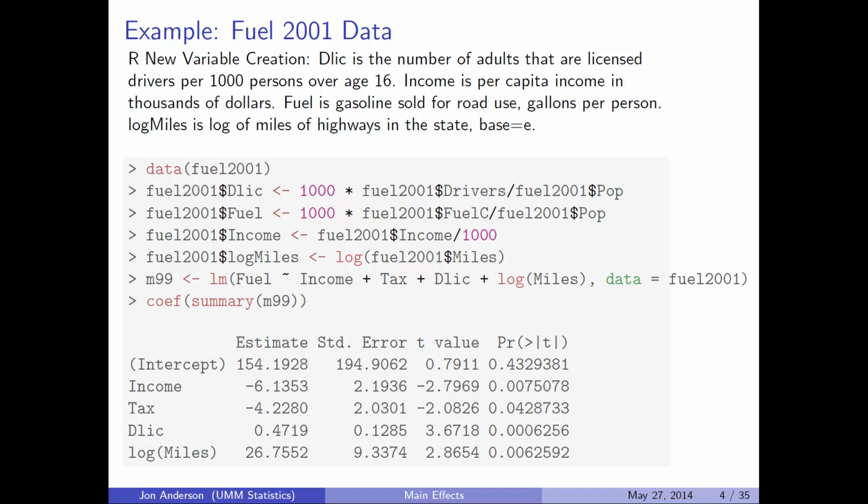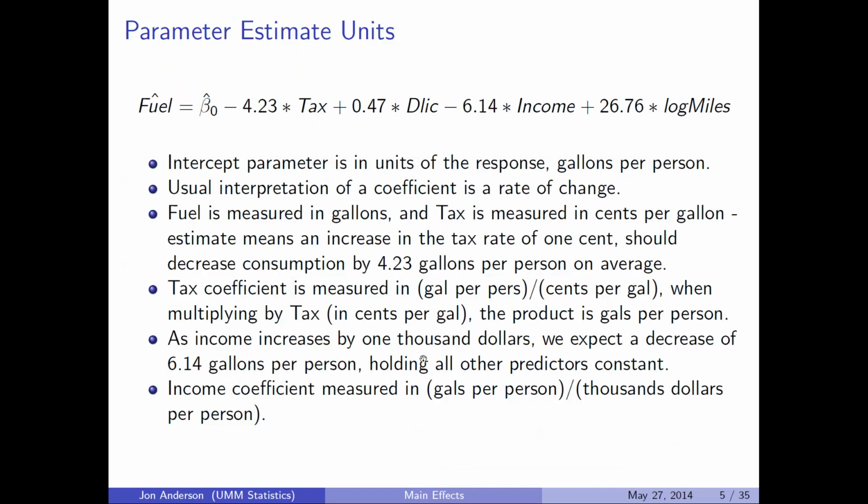We're going to be talking about a model M99 that is a multiple regression model explaining fuel consumption per person. That's gallons per person. That's the variable fuel. Income is in thousands of dollars per person. Tax is cents per gallon. Driver's license, and then log of mileage. And this logarithm is in log base e, 2.71, and we get these estimates from the output. And so we're going to talk about what these estimates mean, how to interpret them.